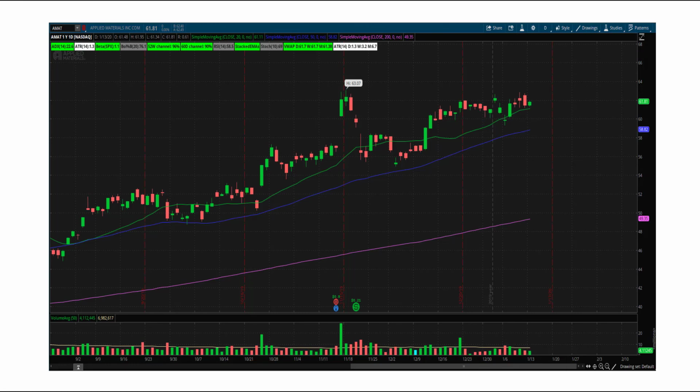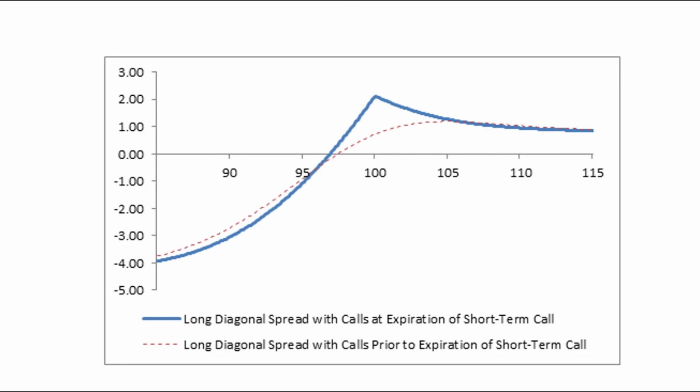But say before expiration it breaks out, remember that risk graph that looks like this, then our profits are capped because it stops right there and it goes this way, because at that point, the short call option becomes in the money.